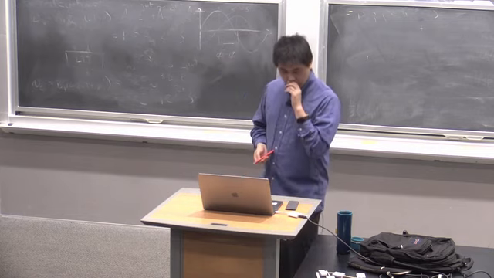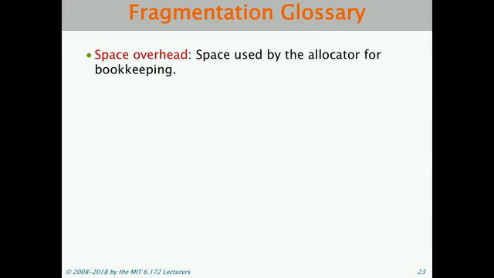OK, so here are some more definitions. The space overhead of an allocator is the space used for bookkeeping. So perhaps you could store headers with the blocks that you allocate to keep track of the size and other information, and that would contribute to the space overhead.